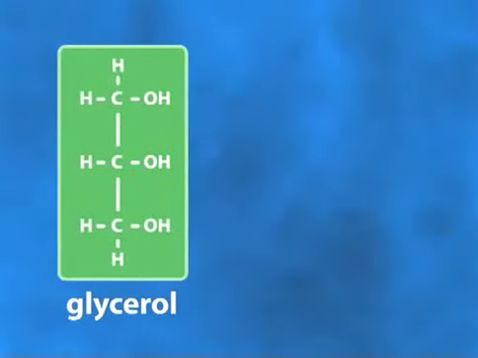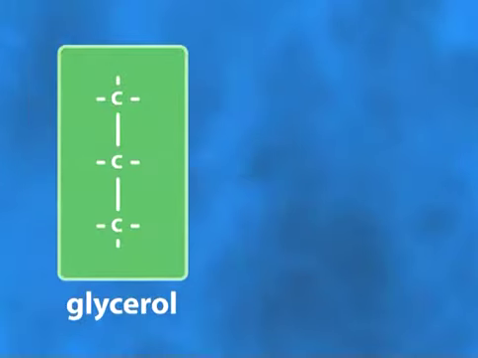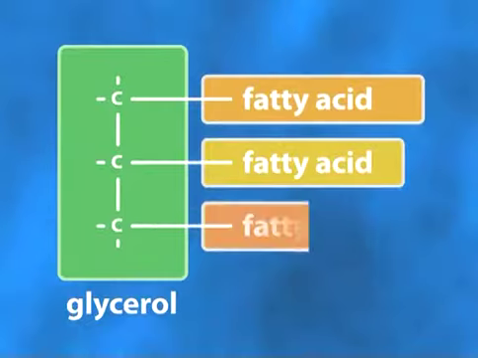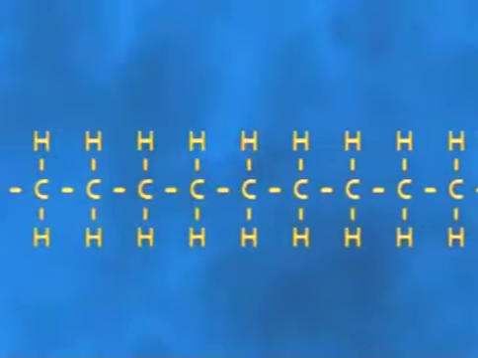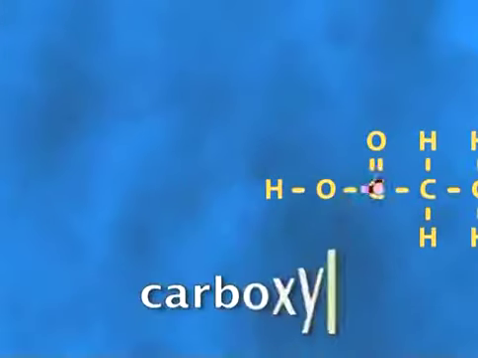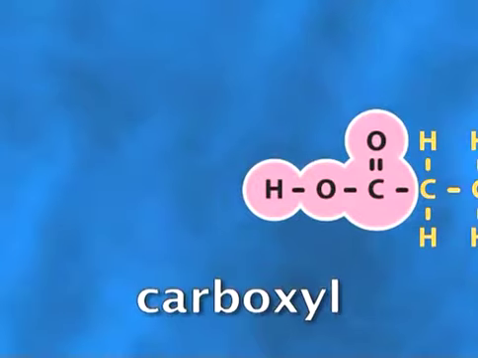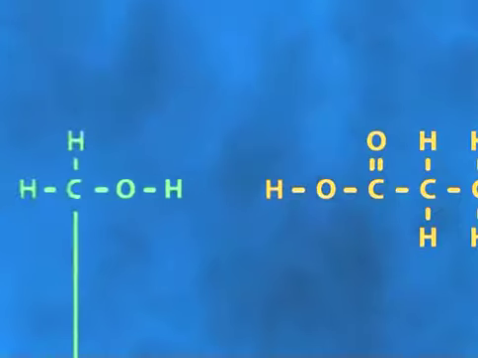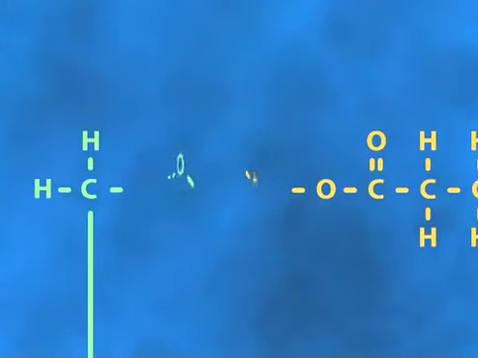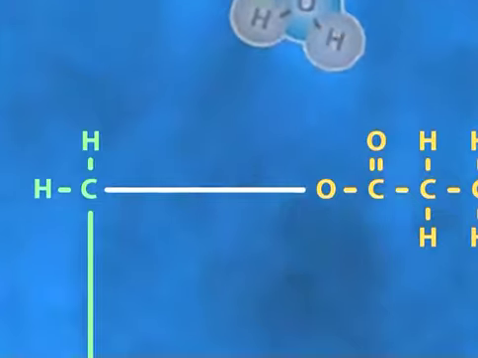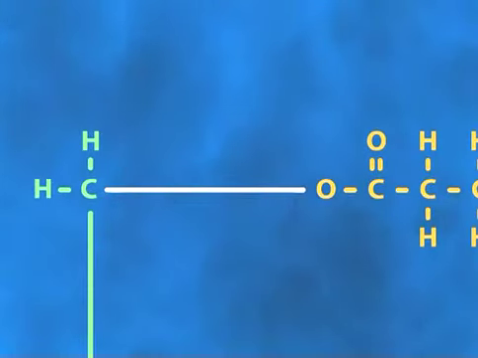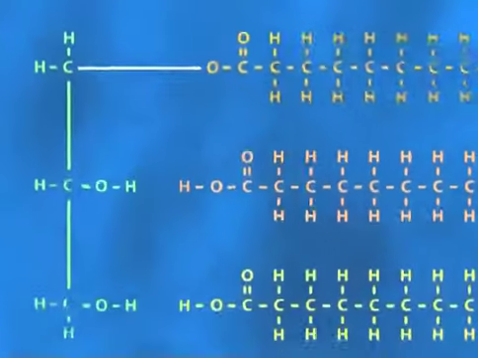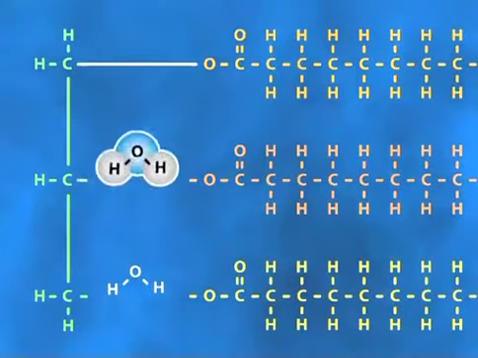Fats have a backbone of glycerol. This chain is 3 carbons long, and each of the carbons is bonded to a fatty acid chain. Fatty acids are also hydrocarbon chains of variable length with a carboxyl group, COOH, at one end. This is where the join is. A water molecule is formed as the fatty acid bonds to the glycerol. The result is a molecule of fat, a type of lipid.